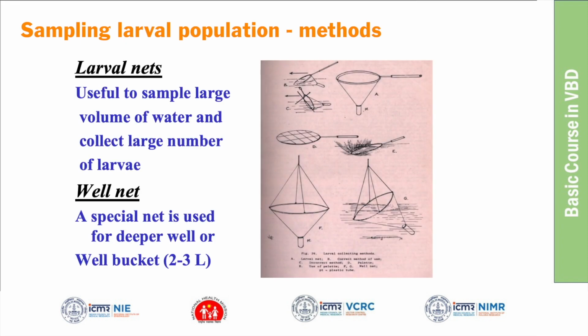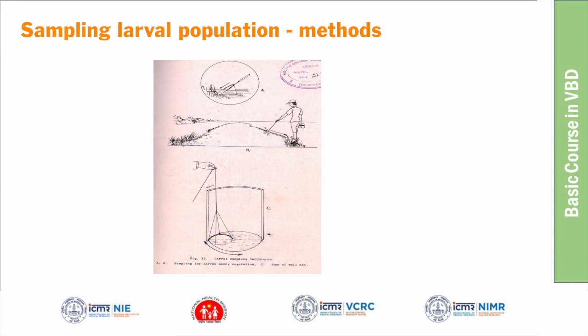So the larval net. The larval net is useful to sample a large volume of water and collect a large number of larvae. Here in the figure we have given larval nets. Then the well net. This is a special net. It is used for deeper wells. Generally, in the program or even for researchers, we are not making well nets. Instead, we use a well bucket of 2 to 3 liter capacity instead of a well net. This figure shows that in the upper one they are shifting the water to A and B. This well net is used in a deeper well.